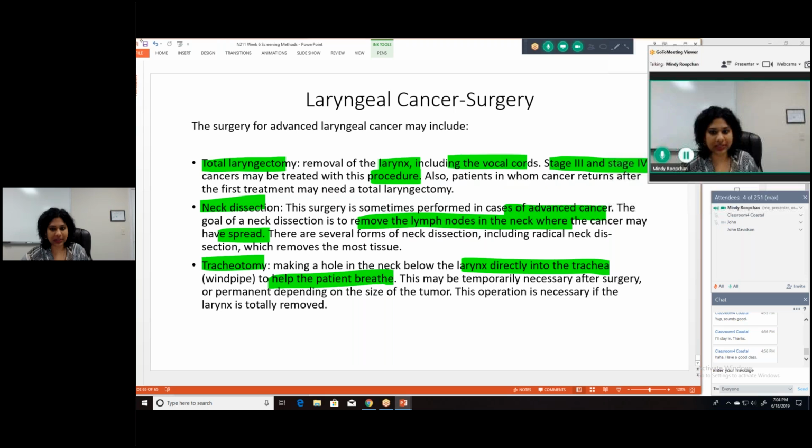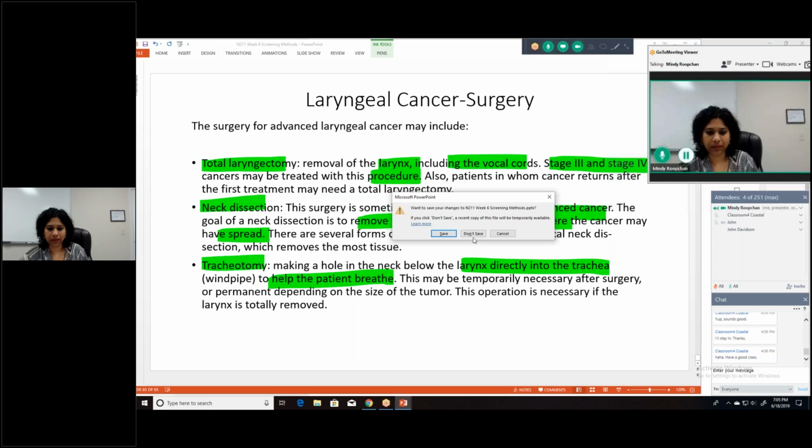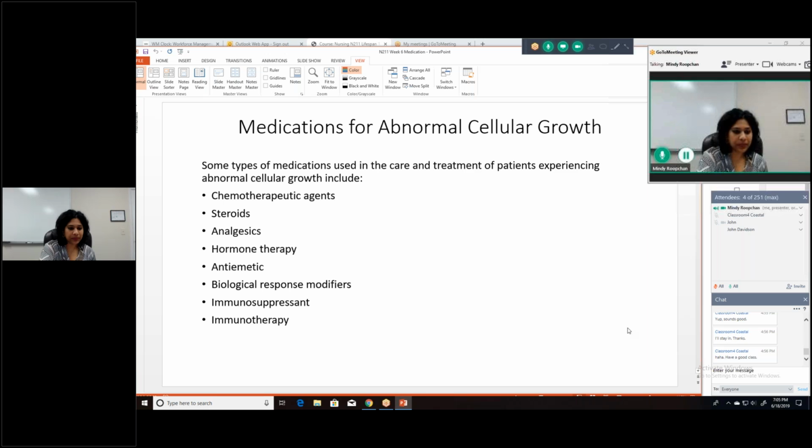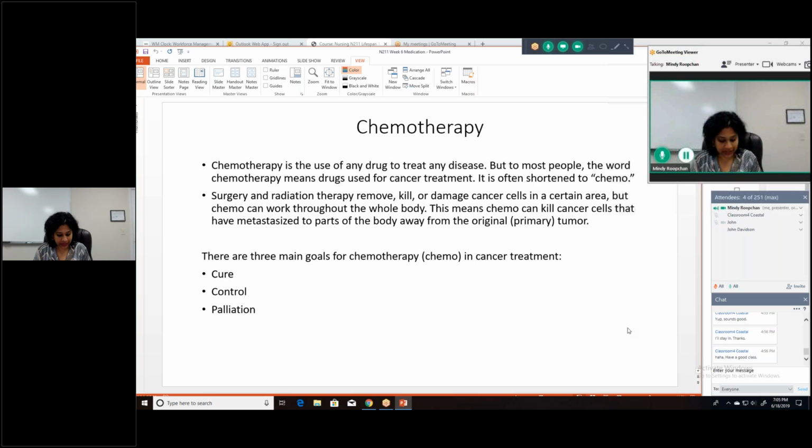Now we're going to talk about some medications. Get back to my slide. Okay, so here we are now with medications. These are some types of meds that we use in the care and treatment of patients that have abnormal cellular growth, and this is a list of them. So I'm going to go over the notes for it.